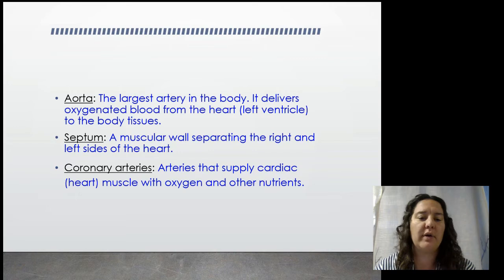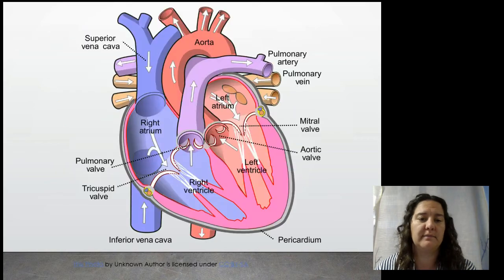And then we have coronary arteries, and you saw these on the picture of the actual heart. These are veins and arteries that supply the cardiac muscle with oxygen and other nutrients. So they're not actually provided with nutrients from the blood inside the heart.